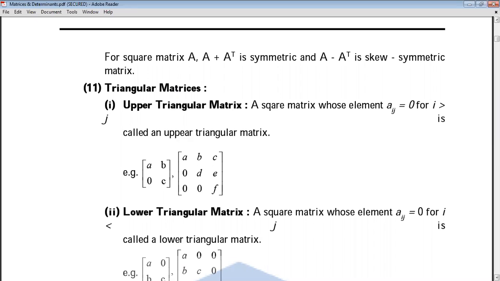सो गिव मी एन एग्जांपल ऑफ अ सिमेट्रिक मैट्रिक्स. दे पाओगे? कैन यू गिव मी एन एग्जांपल ऑफ अ सिमेट्रिक मैट्रिक्स? Sir, if the matrix is of 2 by 2, like 1 0 0 1. Yeah, 1 0 0 1. Yes. That is the 2 by 2 unit matrix, ना?